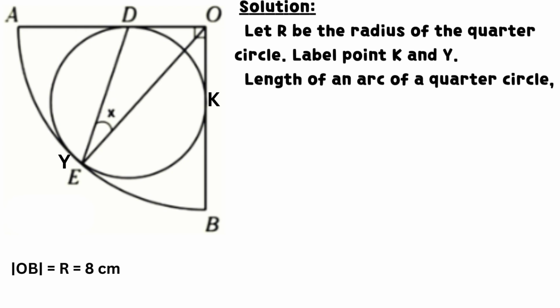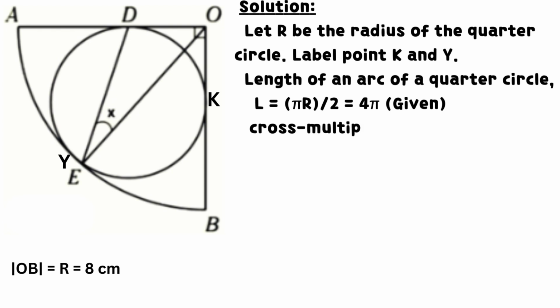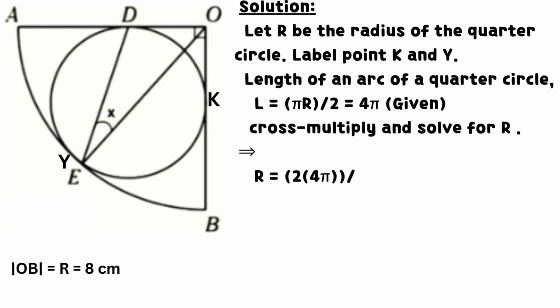Label point K and Y. The length of an arc of a quarter circle, L, equals half of pi times R, which equals 4 times pi. Cross multiply and solve for R. It follows that R equals 8 centimeters after simplification. Hence, line OB equals line OA, which equals 8 centimeters.